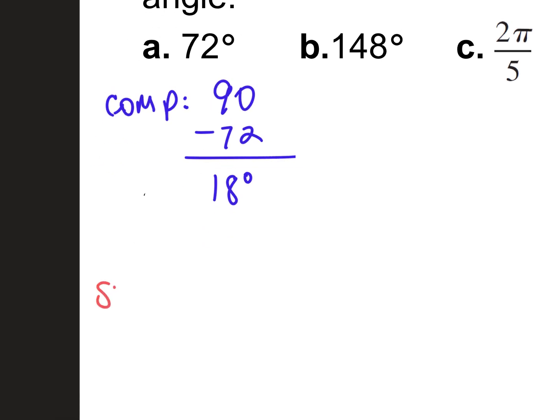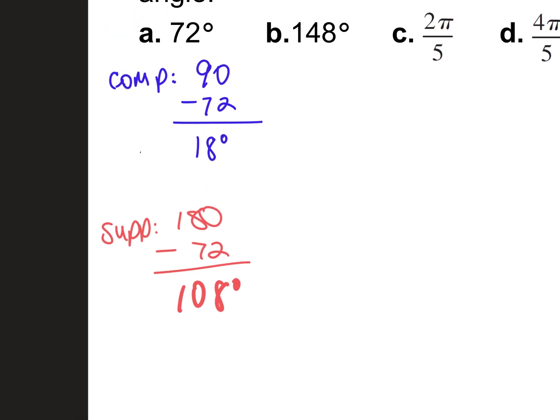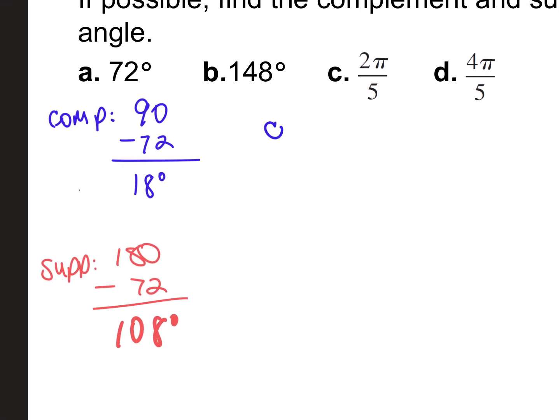To find the supplement, you take what number? Supplement means what? 180. So 180 minus your angle is 72, and you get what? 108, okay. Easy enough, right? You guys agree? Okay, let's do the next one. Find the complement of B. Complement, you take 90 and you subtract 148. Well, what do you notice about this? If I say 90 minus 148, what kind of a number am I going to get? A negative. So what's my answer to this one?